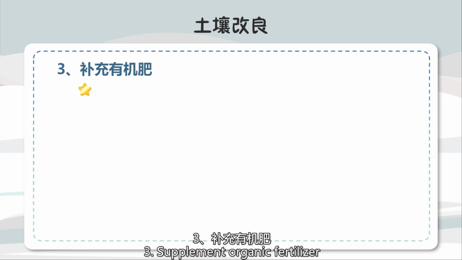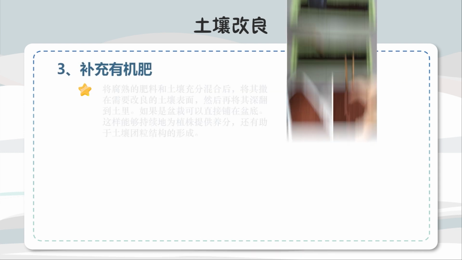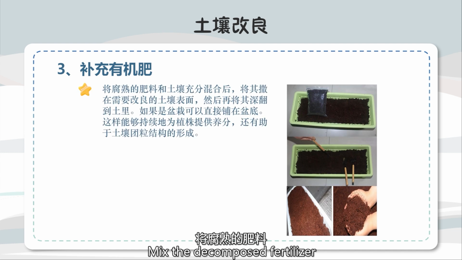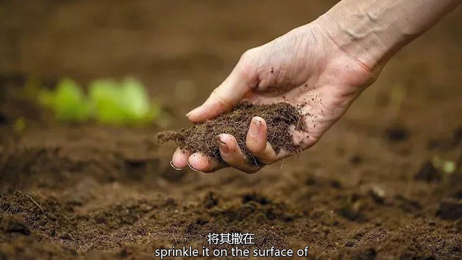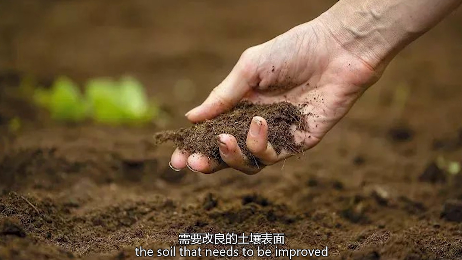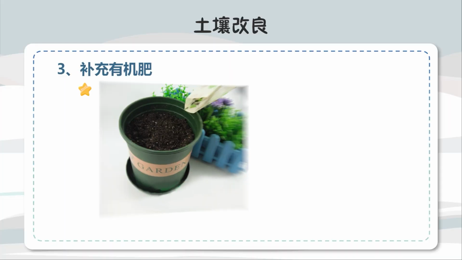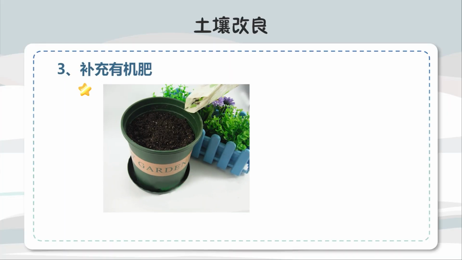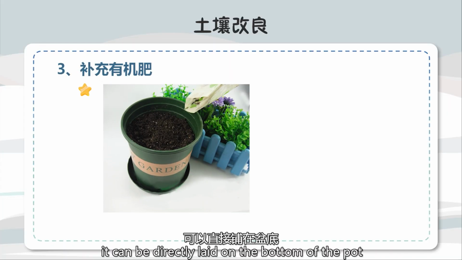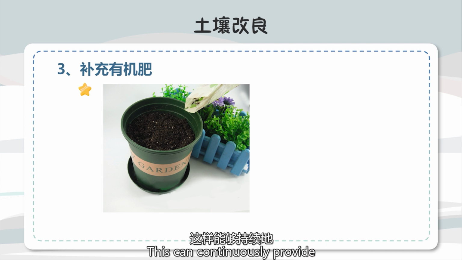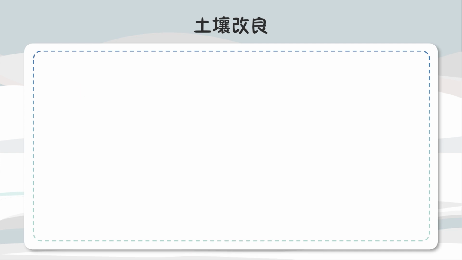3. Supplement organic fertilizer. Mix the decomposed fertilizer thoroughly with the soil. Sprinkle it on the surface of the soil that needs to be improved, and then plow it deeply into the soil. If it is a potted plant, it can be directly laid on the bottom of the pot. This can continuously provide nutrients for plants, and also contribute to the formation of soil aggregates.